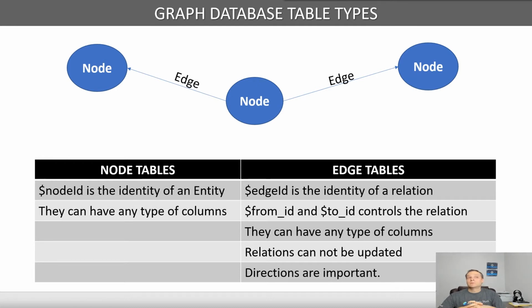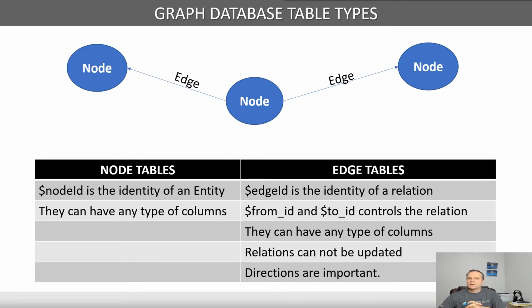Just like node tables, edge tables can have any type of columns. That is very important because that means you can have all kinds of metadata about the relations. So whenever you create these relations between Alec and Anna, you can actually add more columns on this table. You can say maybe when you create this relation, how they were feeling about that relation, or any type of data you want to add, it will be in there.